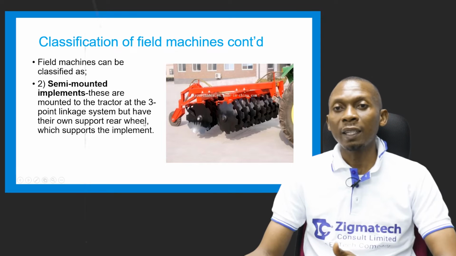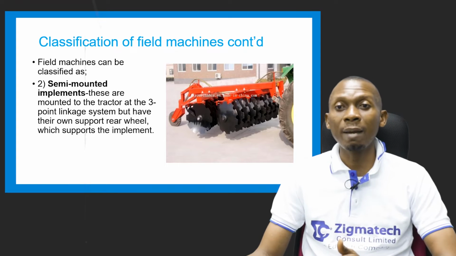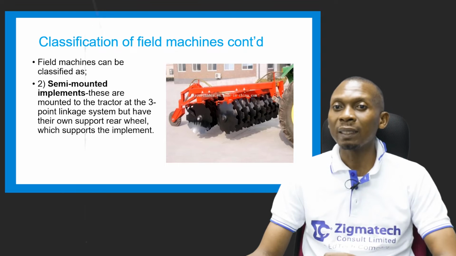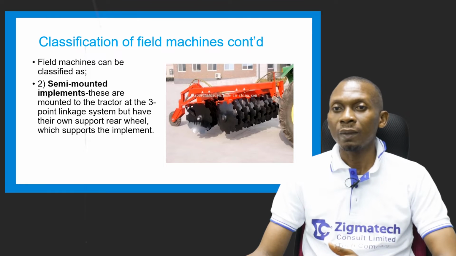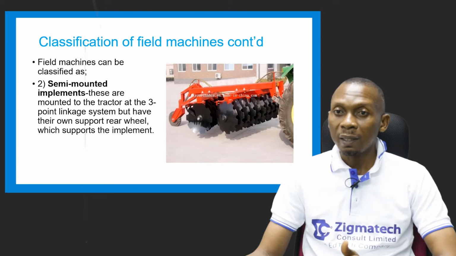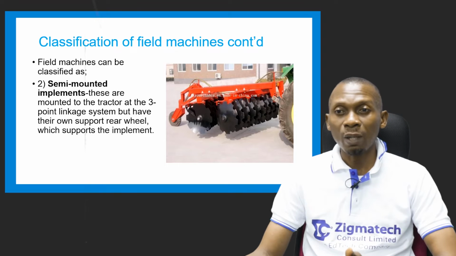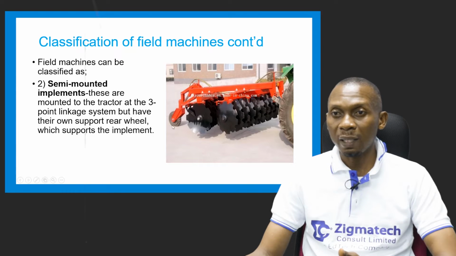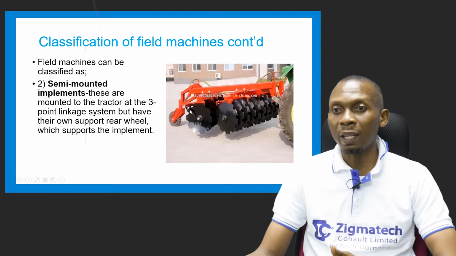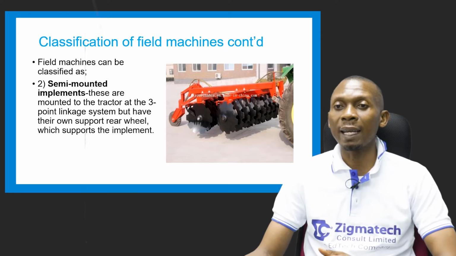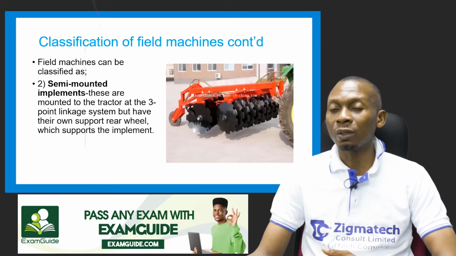Now, we also have another classification called semi-mounted implements. Now, these are mounted to the tractor at the 3-point linkage system. So, it's attached to the tractor at the 3-point linkage system, but they also have a support wheel at the rear, which also helps to support the implement. You can see the support wheel of this semi-mounted implement at the rear. So this picture helps us to have a clearer view of how the support rear wheel looks like in a semi-mounted implement.